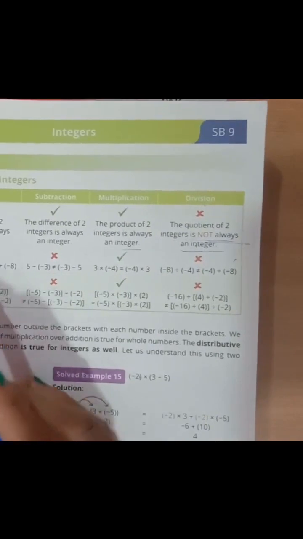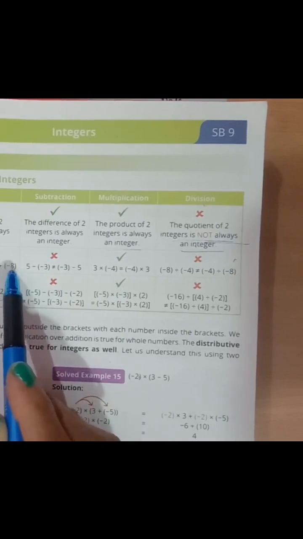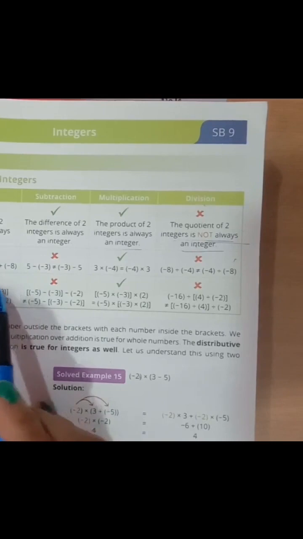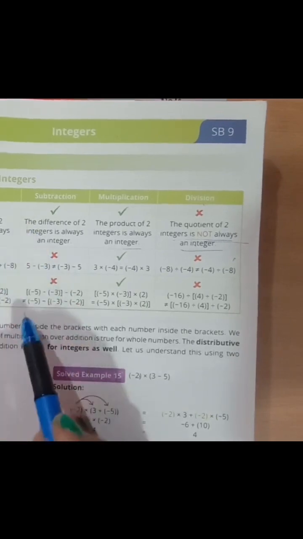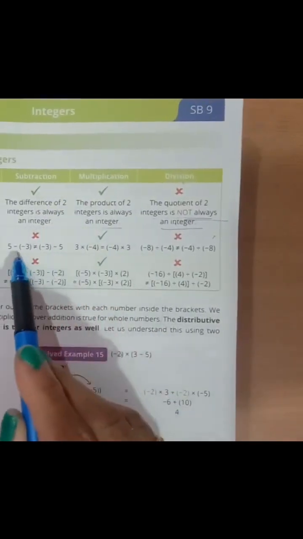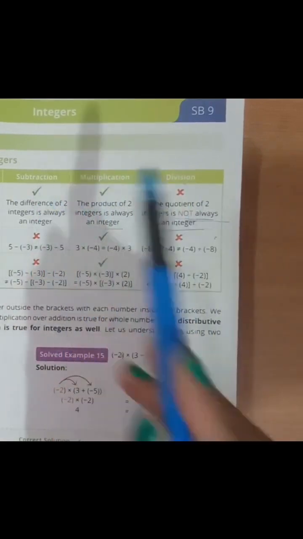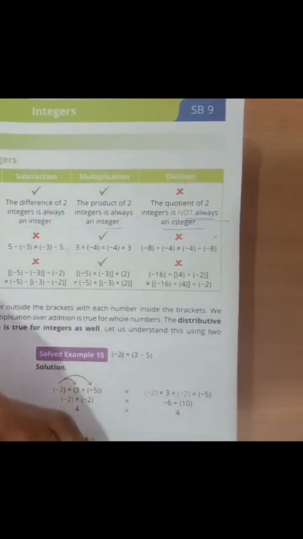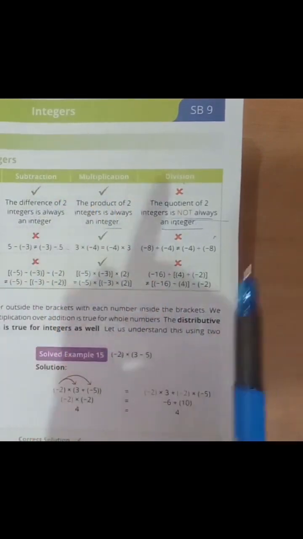Here is one example. In addition, minus 8 plus minus 4 is equal to the reverse order of addition. Minus 8 plus minus 4 is minus 12, and here it is also minus 12, so this is okay. But subtraction is not equal, so the commutative property is not satisfied for subtraction.